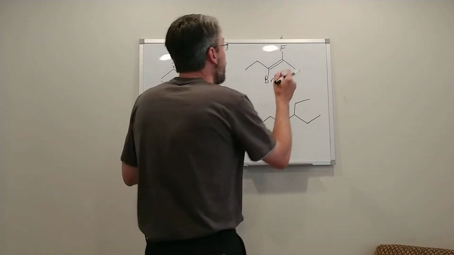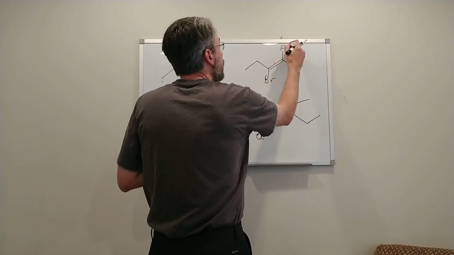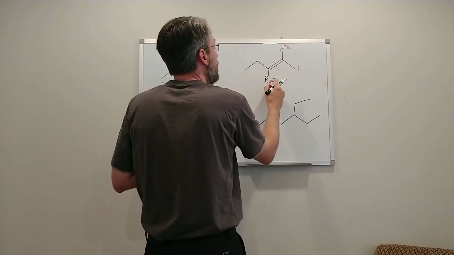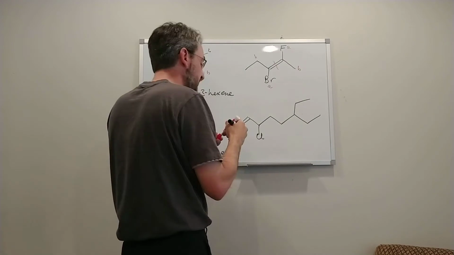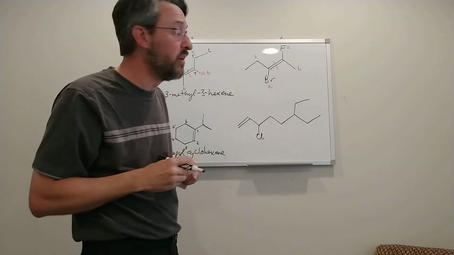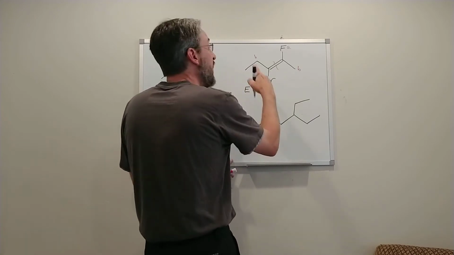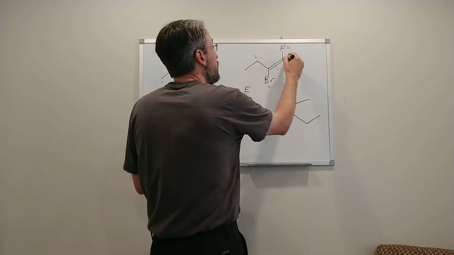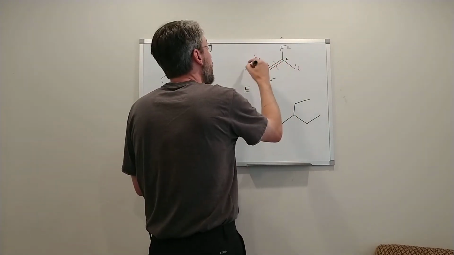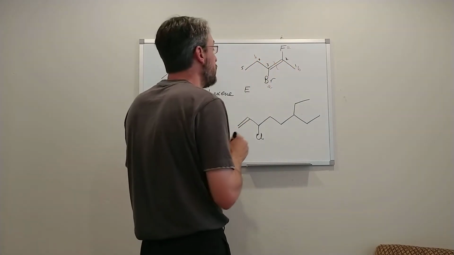Up here, again, if we look at the two halves, fluorine's A, this is B, bromine is A, this is B. Again, that's based on atomic number. You look at each half separately. So this one is going to be E. And again, remember, this time we're going to have to number this way so that the alkene gets number 2.